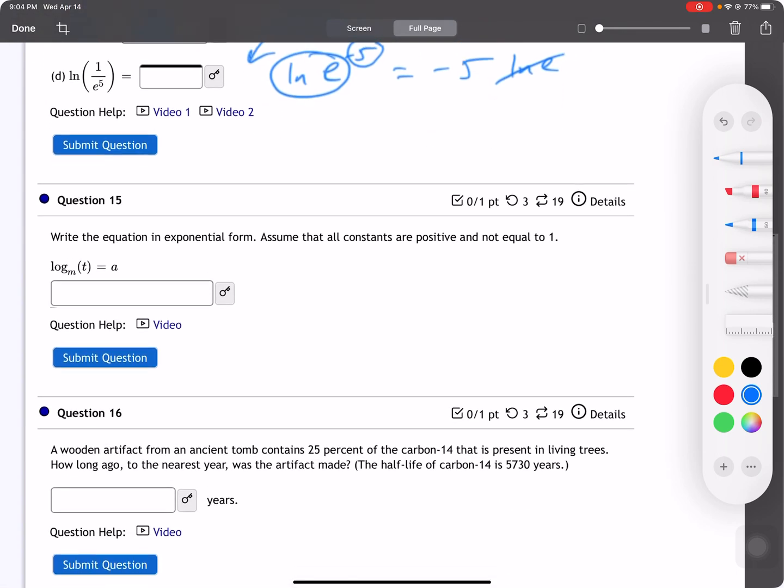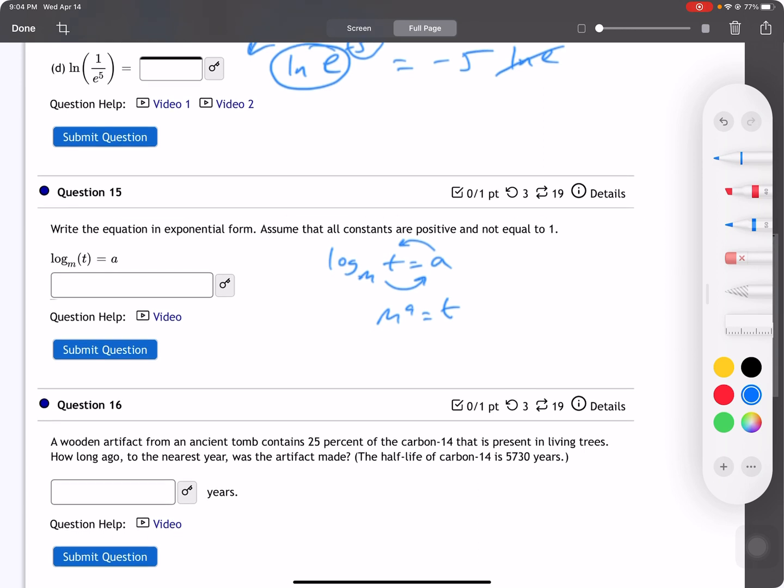Write the expression in exponential form. They just want us to spin this around. Log base m of t is equal to a. Circle logs: m to the a power is equal to t. Right, circle logs. Write this in exponential form.